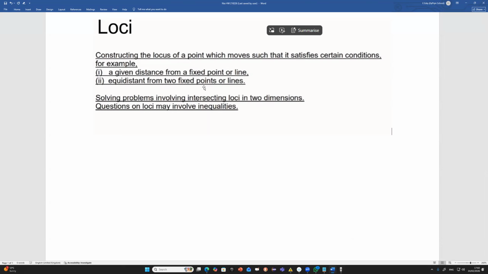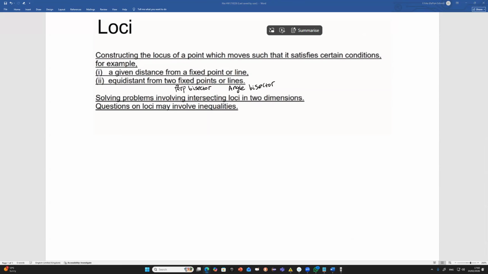So I'll just draw them up. With two fixed points, it's going to be the perpendicular bisector. And with two lines, it's the angle bisector. And then solving problems involving intersecting loci in two dimensions, that's just sort of numeracy questions. So to start with, let's have a look at some questions.